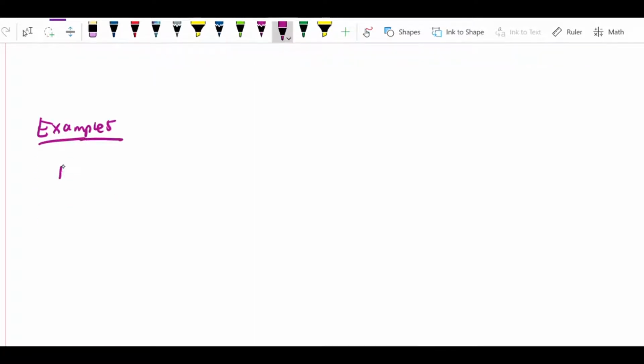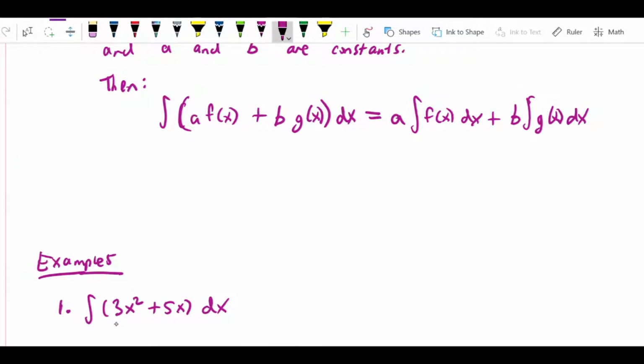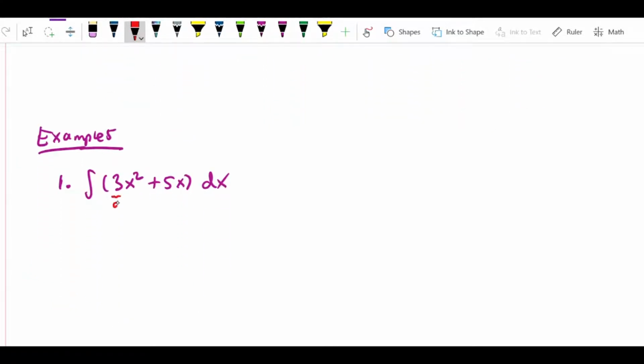Let's suppose we want to find the integral of 3x squared plus 5x dx. Using this rule, the constants are a and b, and this is f and this is g. So x squared and x are the two functions, 3 and 5 are the two constants. I can rewrite this as 3 times the integral of x squared dx plus 5 times the integral of x dx, like that.